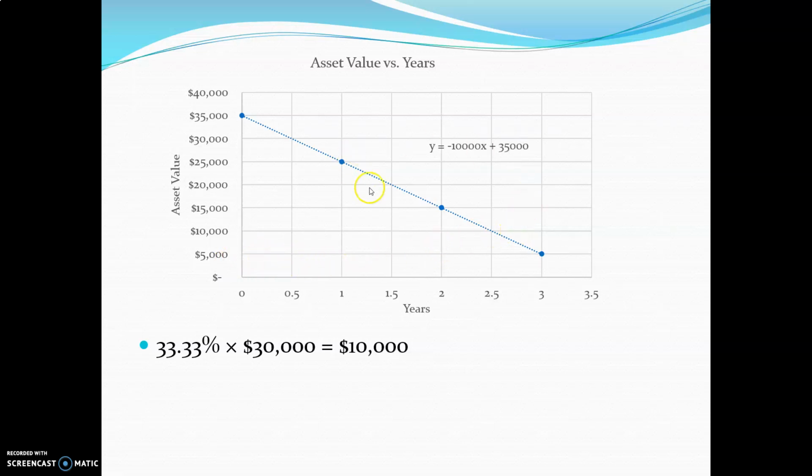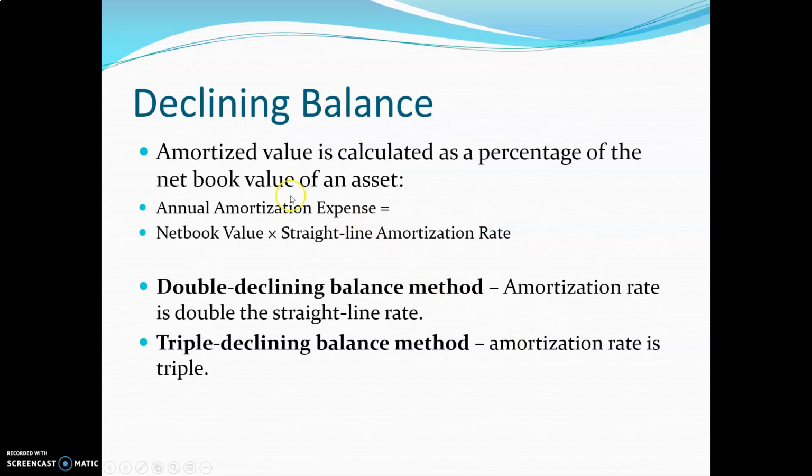Also, emphasize that this is represented by the line y = -10,000x + 35,000, where the y-intercept is the initial cost of the vehicle, and the -10,000 is coming from the 33% of 30,000 because we expect it to last 3 years, or $10,000 a year. It's a minus because it's going down in value by $10,000 per year. Let's take a look at a different method of calculating amortization or depreciation.